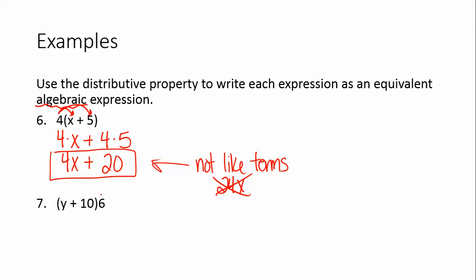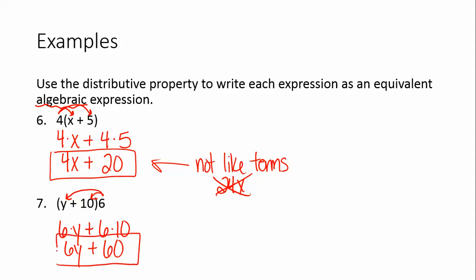Example 7, we're going to distribute the 6 through the parentheses, so it's 6 times y plus 6 times 10. 6 times y is 6y. 6 times 10 is 60, and again, we cannot combine these terms because the 60 doesn't have a y attached to it. This is your final answer. This is the simplified algebraic expression.